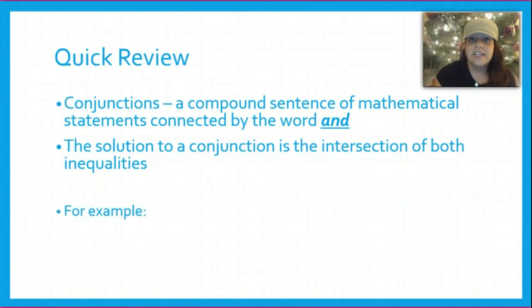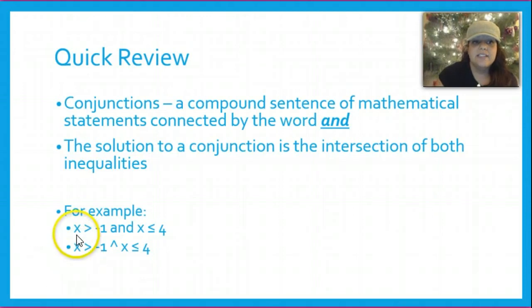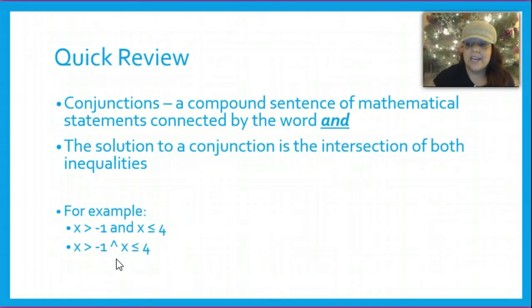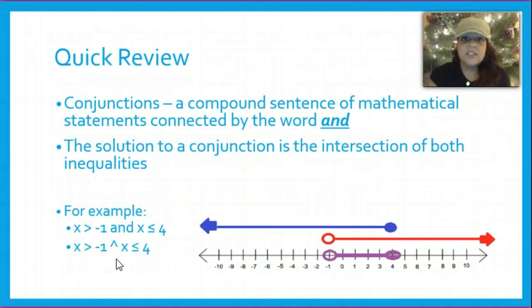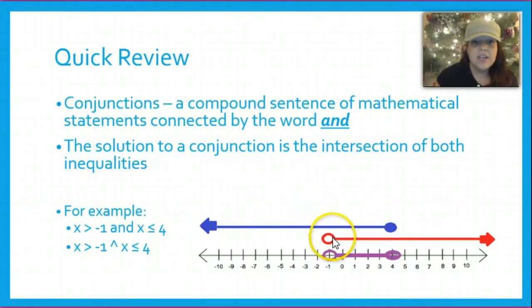So let's go ahead and look at an example that I have prepared for you. I have this example, x is greater than -1 and x is less than or equal to 4. And remember that we use this symbol, which looks like an upside down V, to symbolize the word and. When we graph this, we have to make sure that we graph each inequality separately above the number line, like I've done here. Here I have in red, x is greater than -1.